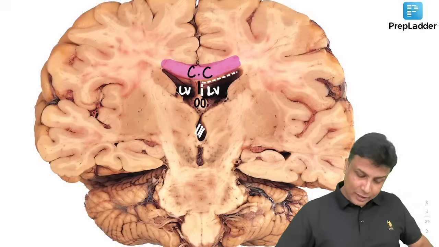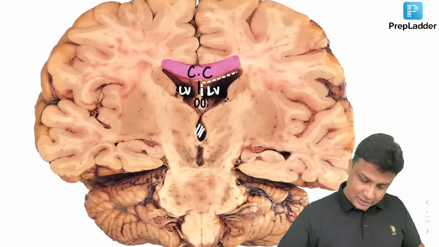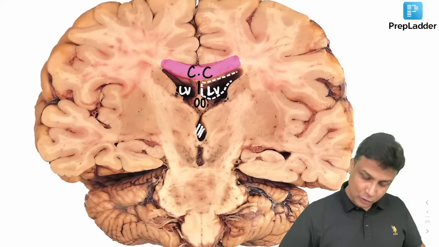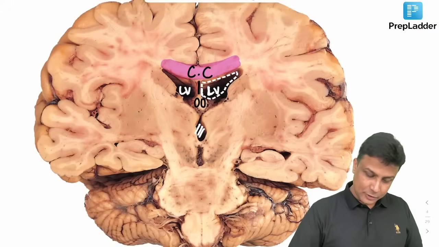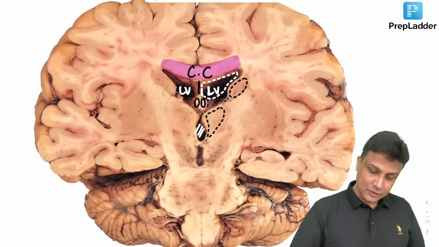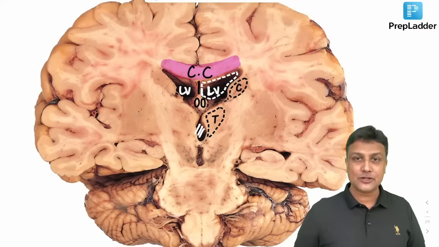Fine. Now, once you are done with the roof and the medial wall, my dear friends, remember, everything else will be present in the floor of the lateral ventricle. Now, what do you have in the floor? Number one, this one here will be the caudate nucleus, and then below here, this one will be the thalamus. Let me write it down here. This is the caudate nucleus, and this one here will be the thalamus.